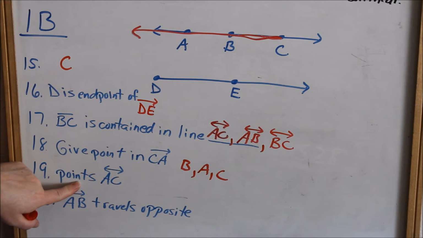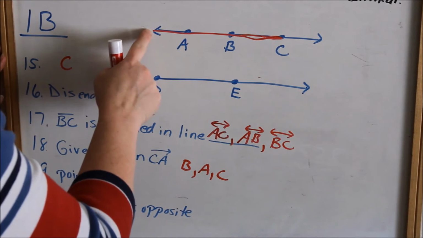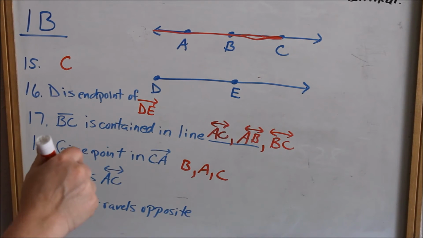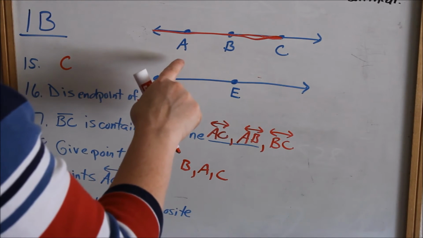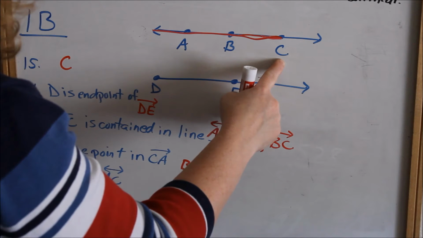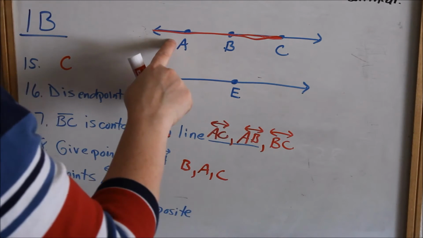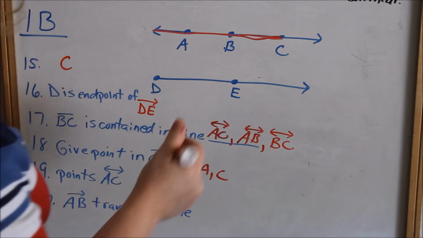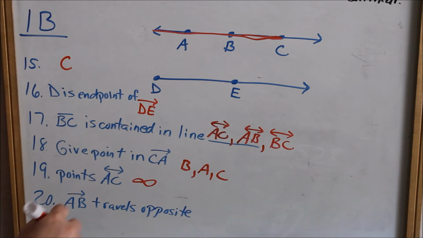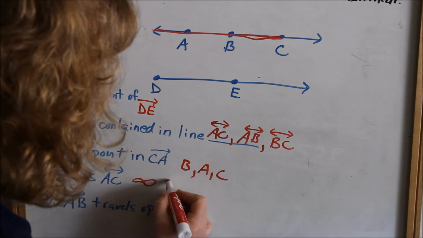Number 19 says, how many points are contained in line AC? Okay, we're going back to just looking at the blue line, not the red, the blue. How many points are in line AC? Don't be tricked that you see A, B, and C labeled. Those are the only points that are labeled. Remember, there are an infinite number of points in a line. This line is made up of a bunch of tiny points connected together. So how many points are in line AC? I always just like to use the infinity symbol. There's an infinite number of points, or you can write the words infinite number of points.